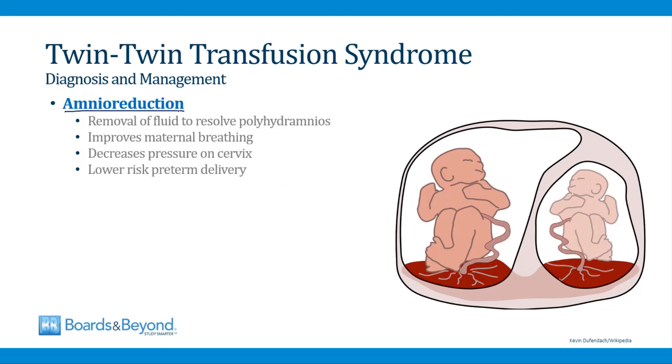So the twin that is the recipient with polyhydramnios can be a big problem during pregnancy. So in amnioreduction, you remove fluid to resolve polyhydramnios in the recipient twin. This can help to improve breathing for the mom because the polyhydramnios can make it difficult to breathe. This also removes pressure on the cervix so that there's a lower risk for preterm delivery.